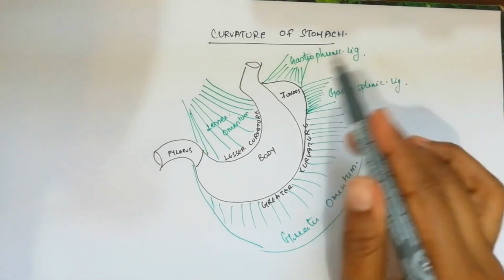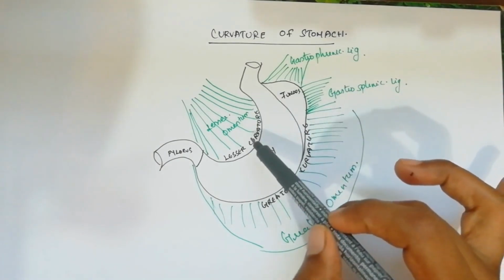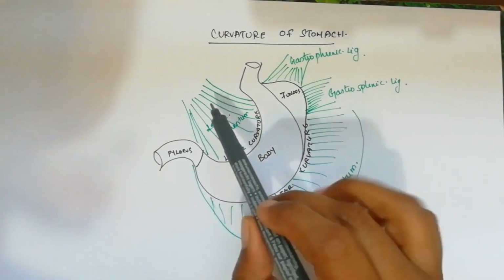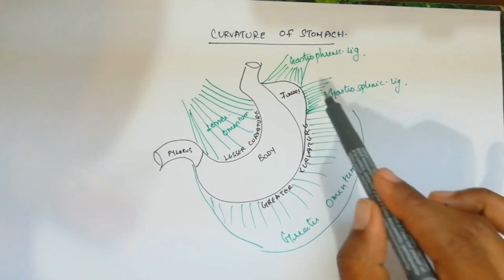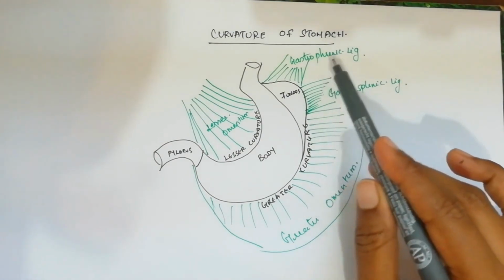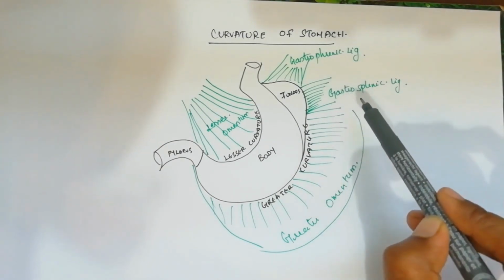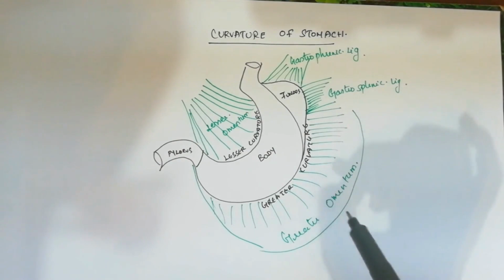So these are the ligaments attached to the curvature. We have the lesser curvature facing towards the right side and the greater curvature towards the left side. The lesser curvature has a ligament called the lesser omentum. The greater curvature has three ligaments attached from above downwards: the gastrophrenic, which connects to the diaphragm, another which connects to the spleen, and another, the greater omentum. It is a peritoneal fold.